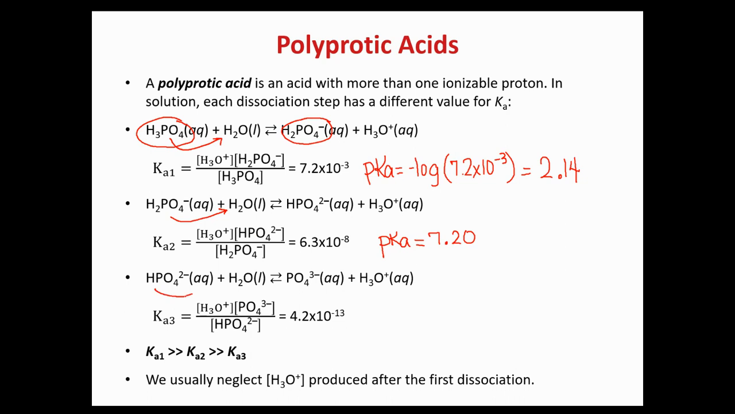Okay. And then monohydrogen phosphate will ionize again to form phosphate ion. And let's write the pKa from that Ka. I'm plugging that into my calculator. So that's 12.38.